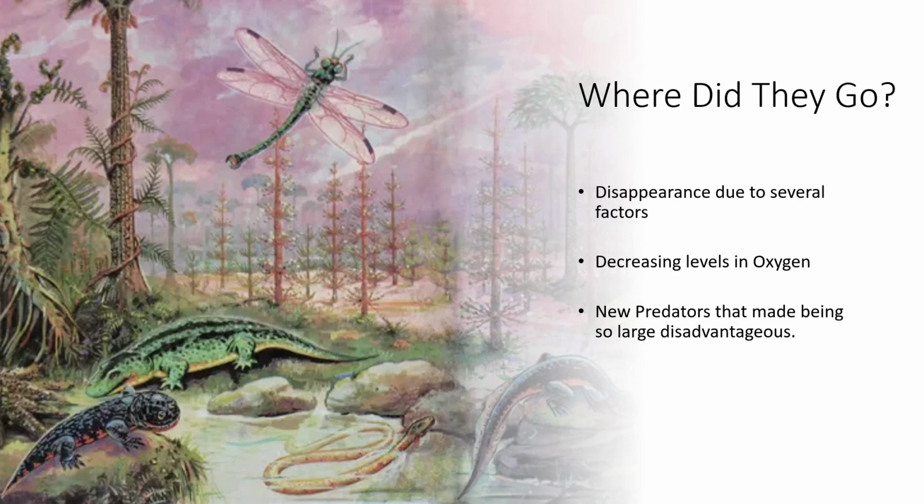We also see the introduction of predators like certain birds that would very much prefer to have these big, vulnerable insects as a source of energy. And so being really big just made them a target. So eventually it was just better for them to go smaller and smaller, as there's no aspect of the world that was really for them anymore.